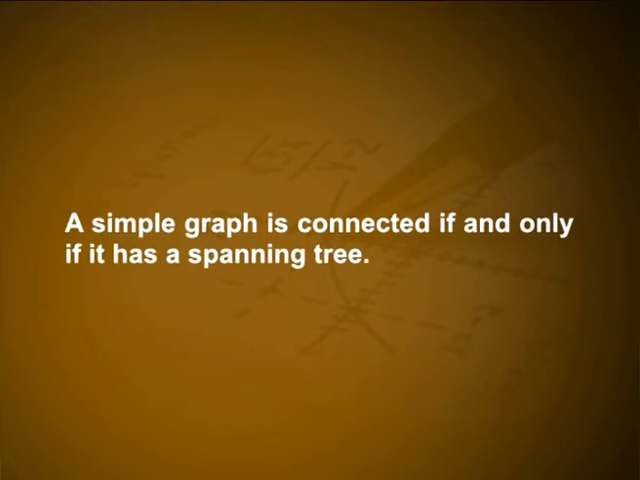Theorem 1. A simple graph is connected if and only if it has a spanning tree. Proof. First, suppose that a simple graph G has a spanning tree T. T contains every vertex of G. Also, there is a path in T between any two of its vertices. Because T is a subgraph of G, there is a path in G between any two of its vertices. Hence, G is connected. Conversely, suppose that G is connected.